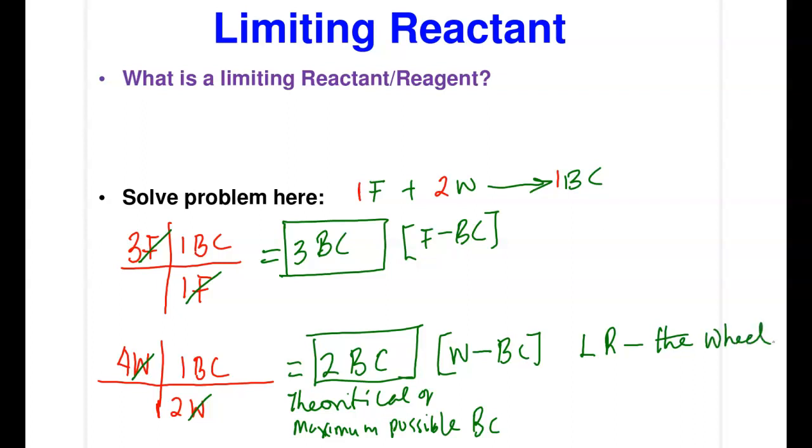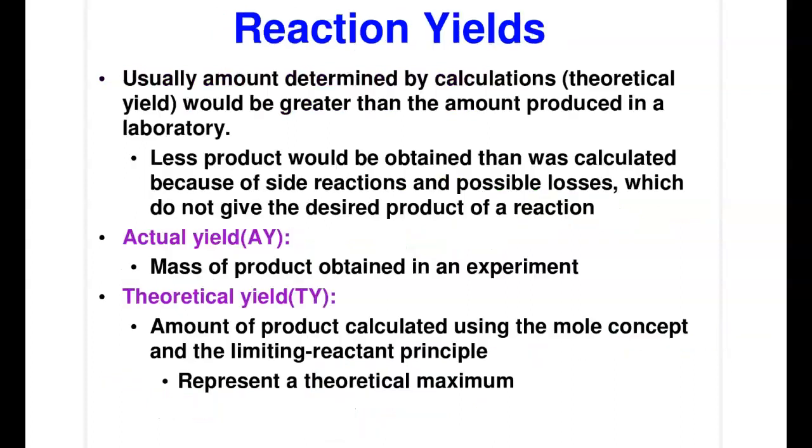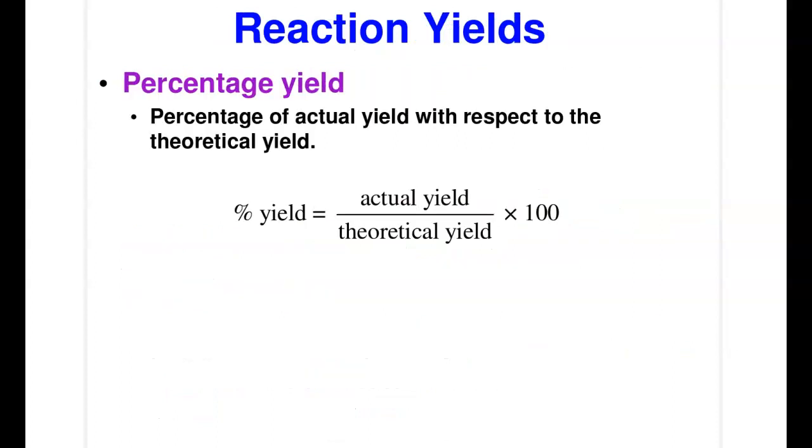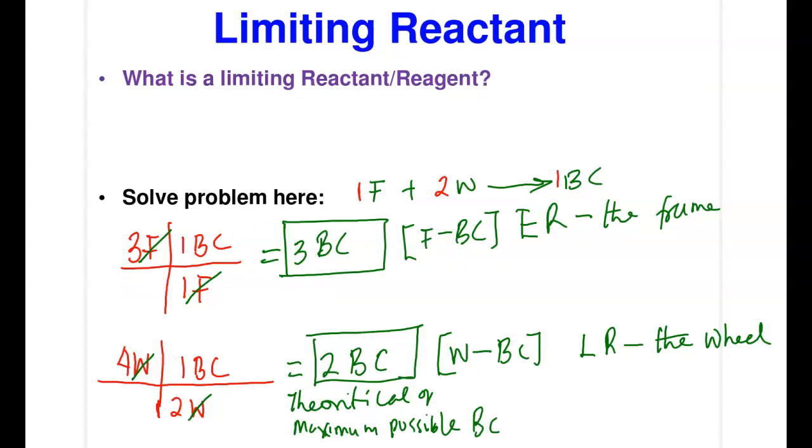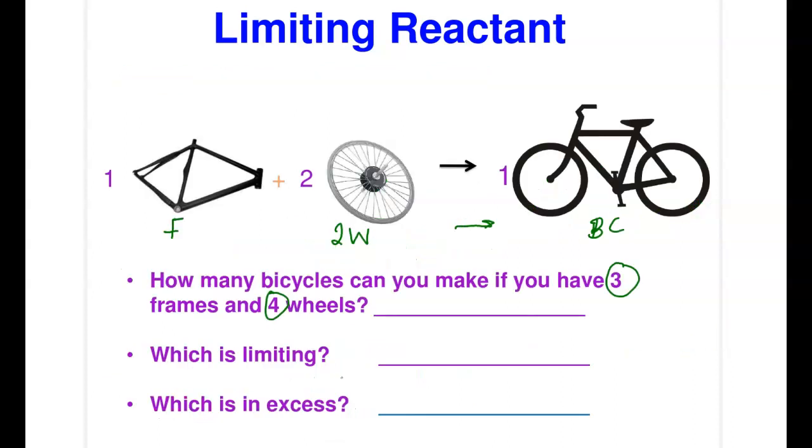And what will be my excess reactant? My excess reactant is going to be the frame. So what does that simply mean? We've defined it. So what is now the limiting reactant from this knowledge? Let me go back to this and fill this out. From what I have just done, my limiting reactant is the wheel, W, and my excess reactant is the frame.